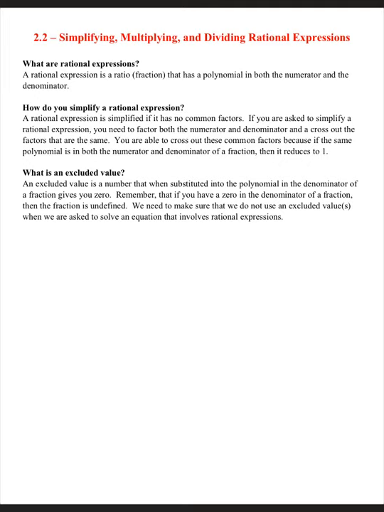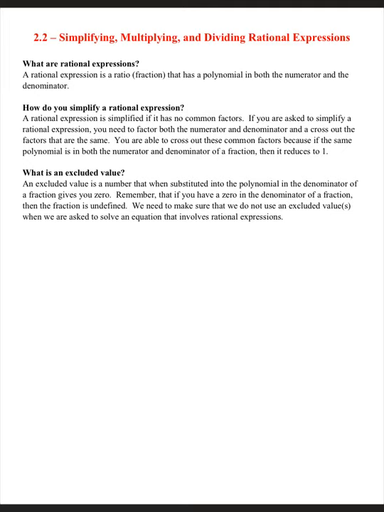A rational expression is simplified if it has no common factors. So if you are asked to simplify a rational expression, you need to factor both the numerator and the denominator and cross out the factors that are the same. You are able to cross out these common factors if the same polynomial is in both the numerator and the denominator of a fraction. Then that factor reduces to 1.